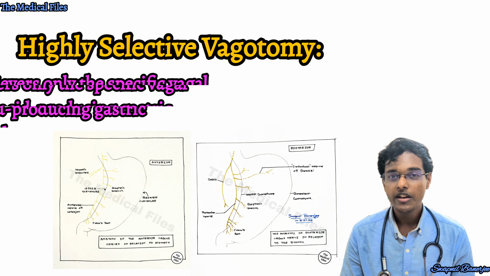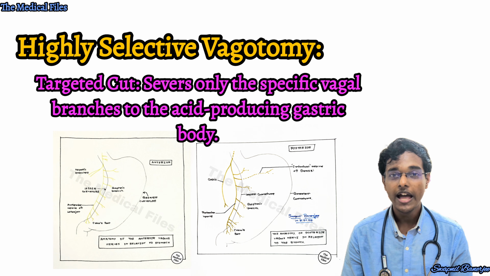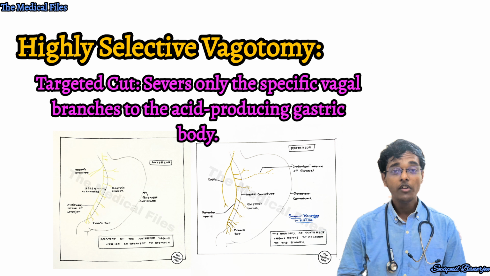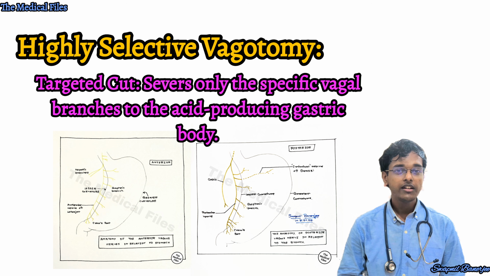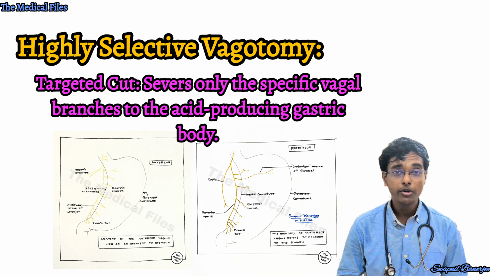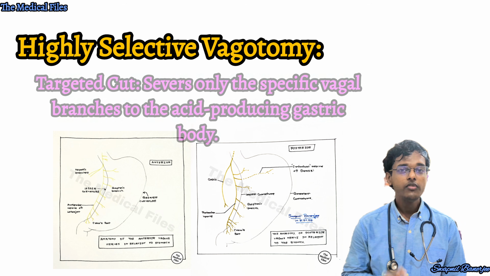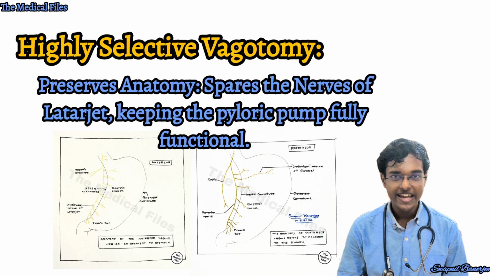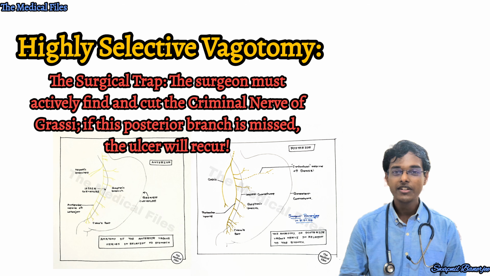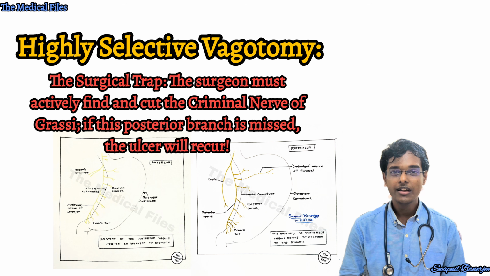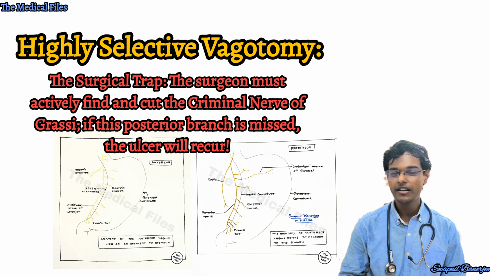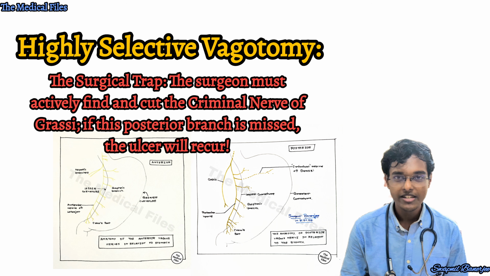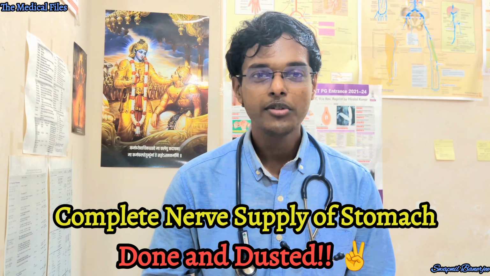And to avoid this kind of side effects, nowadays surgeons prefer the highly selective vagotomy. In case of highly selective vagotomy, we only cut down the branches supplying the acid producing body of stomach, and here we strictly preserve the nerve of Latarjet so that the pyloric function remains intact. And here also remember the posterior trunk that gives rise to the criminal nerve of Grassi. Don't forget to cut down those branches, otherwise the peptic ulcer will recur. So that was the complete nerve supply of stomach.